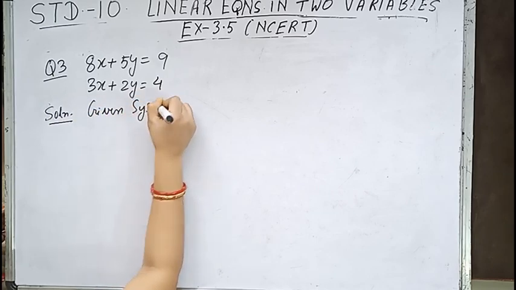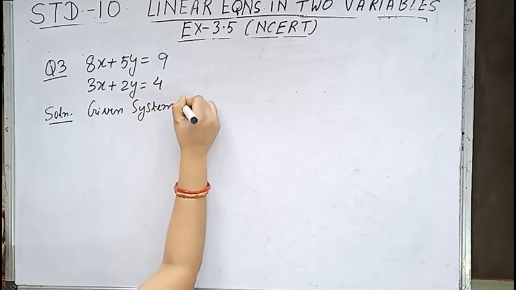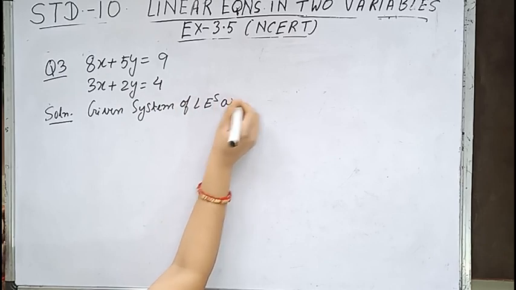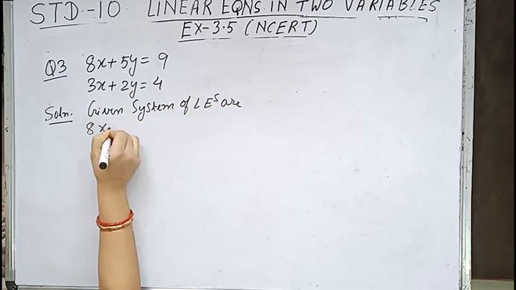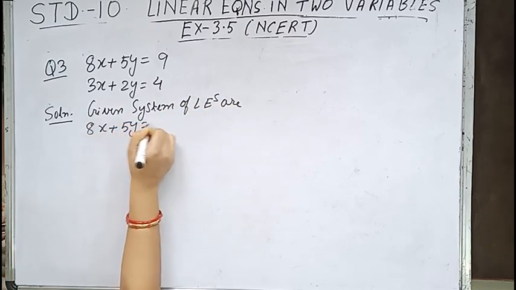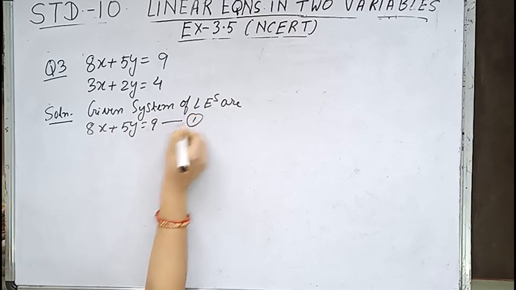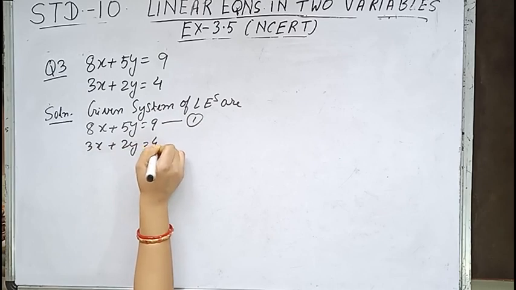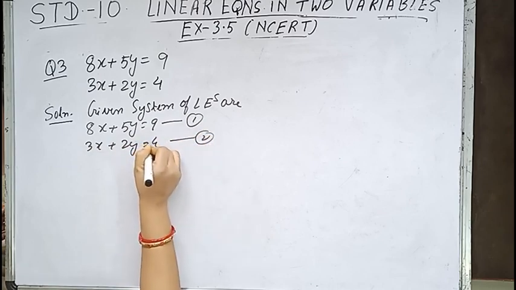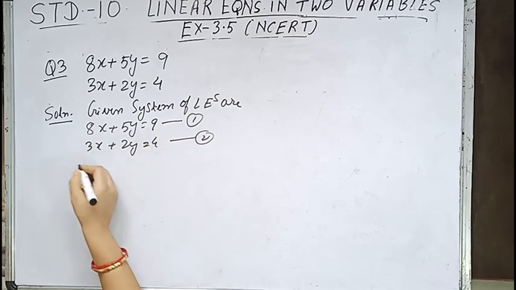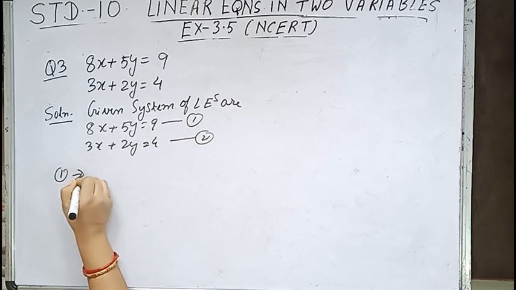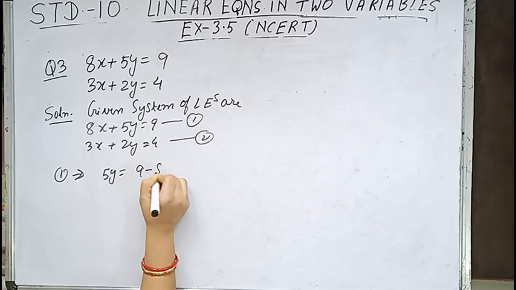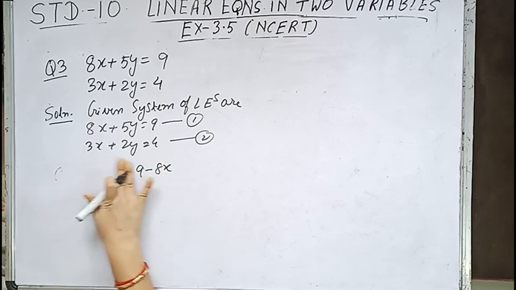Given system of linear equations are 8x plus 5y equals 9 and 3x plus 2y equals 4. Now any one we will solve first. Now 1 implies 5y equals 9 minus of 8x.